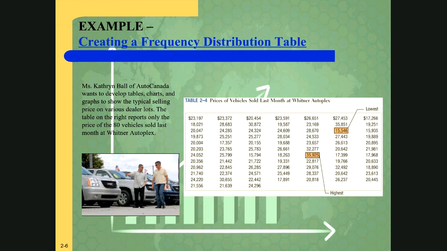All right, so getting back to creating a frequency distribution table. Ms. Catherine Ball of Auto Canada wants to develop tables and graphs to show the typical selling price on various dealer lots. The table on the right reports only the price of the 80 vehicles sold last month at Whitner Autoplex. This is just all the totals, and what's pointed out is the lowest and the highest. Why do you want to have that? Can someone tell me why you want the lowest and why you want the highest?